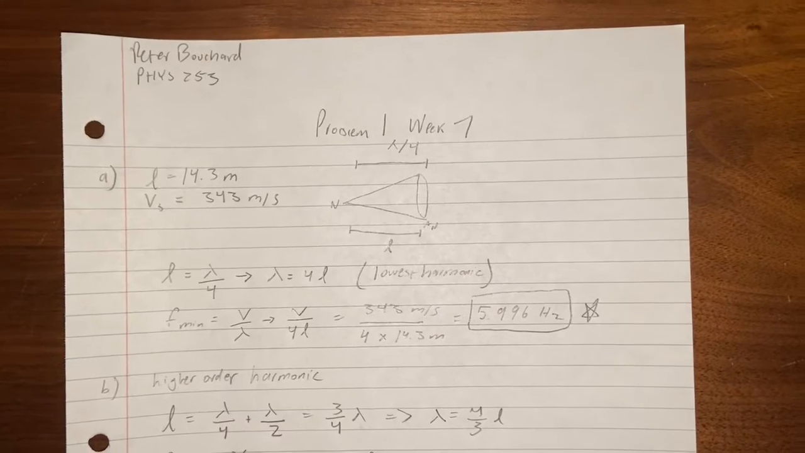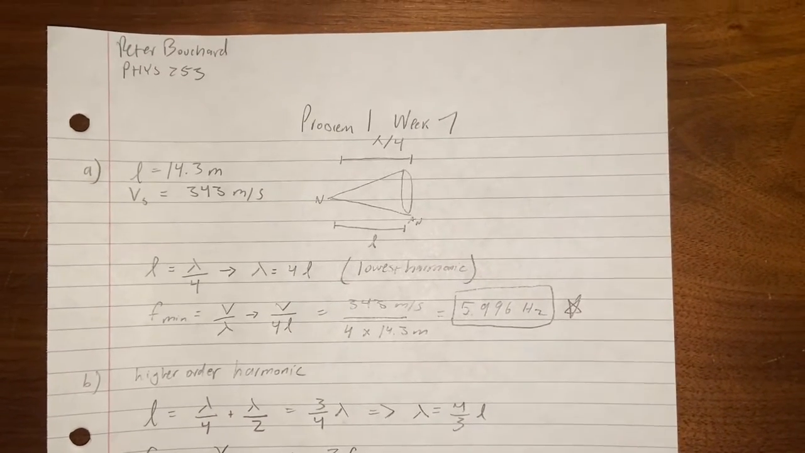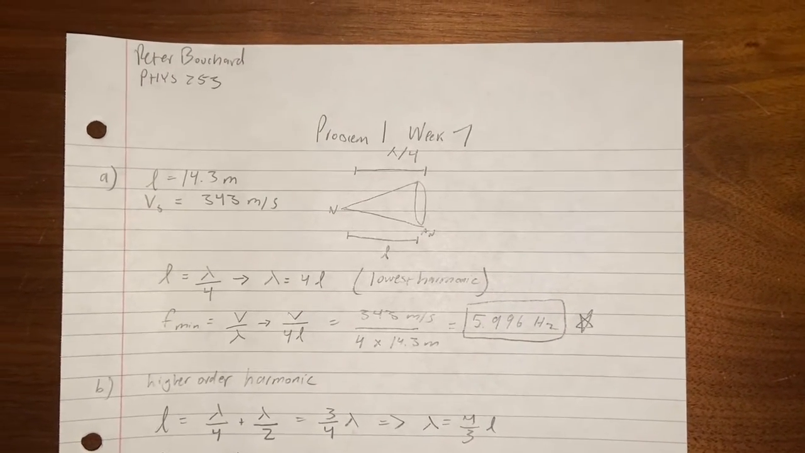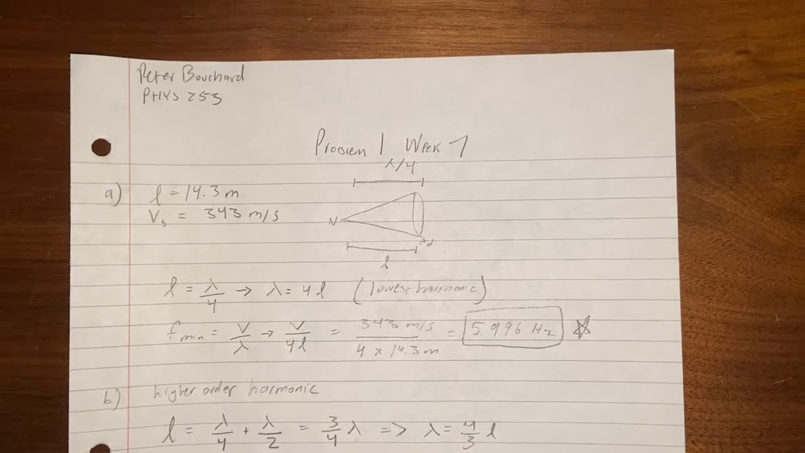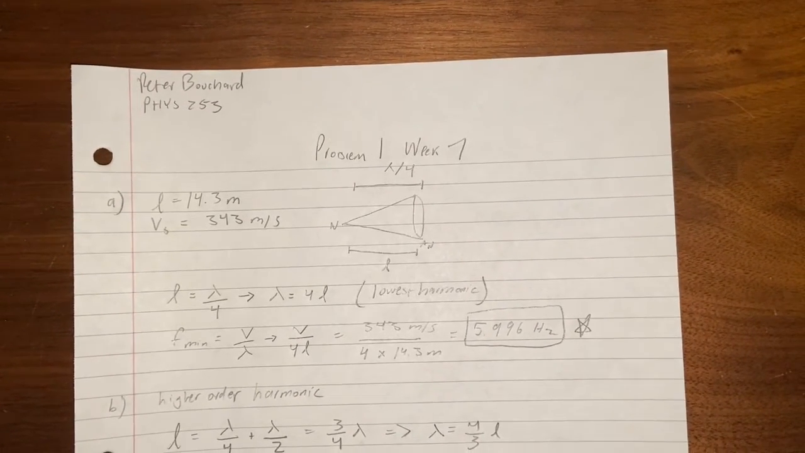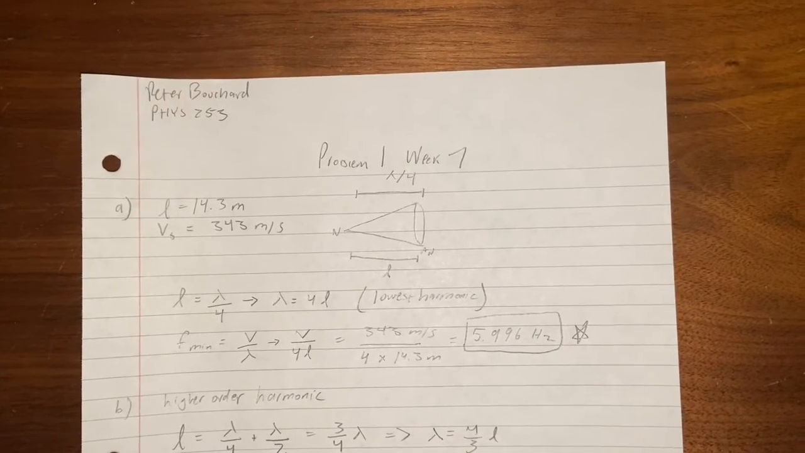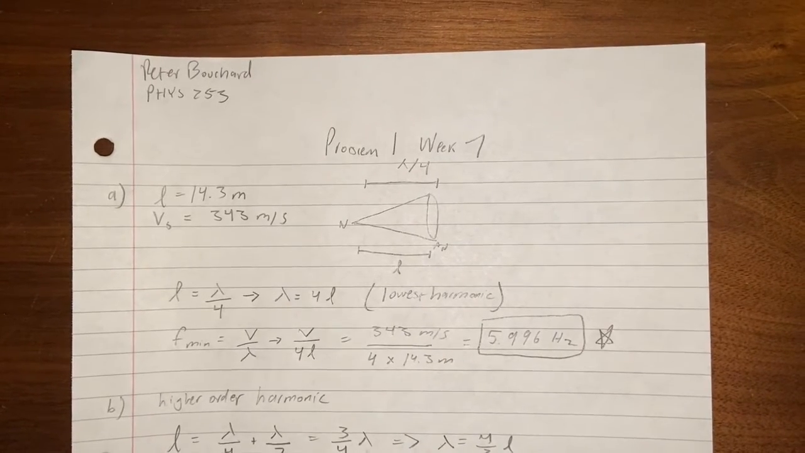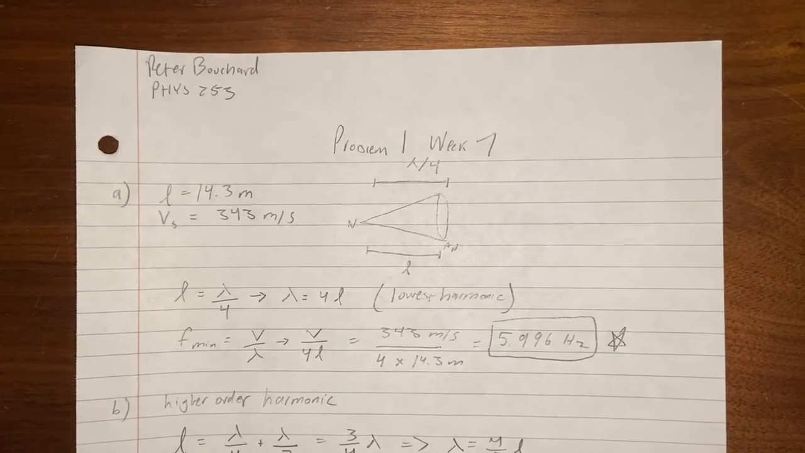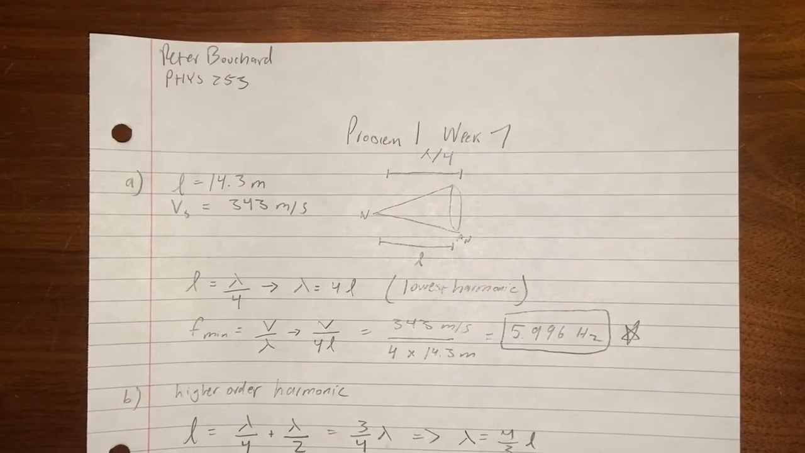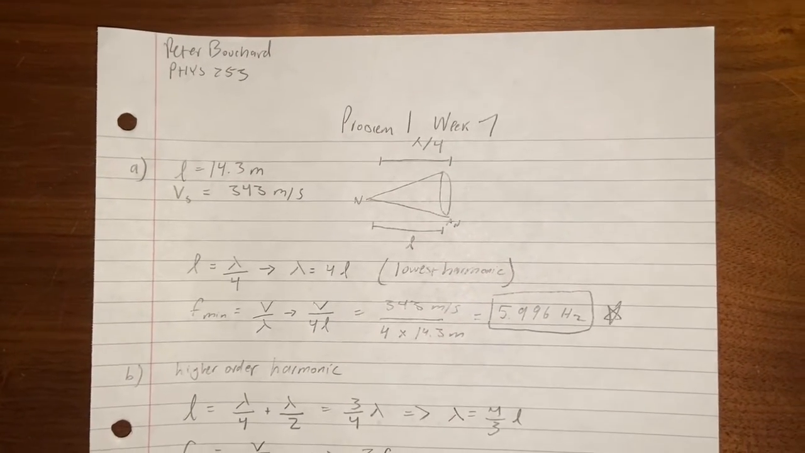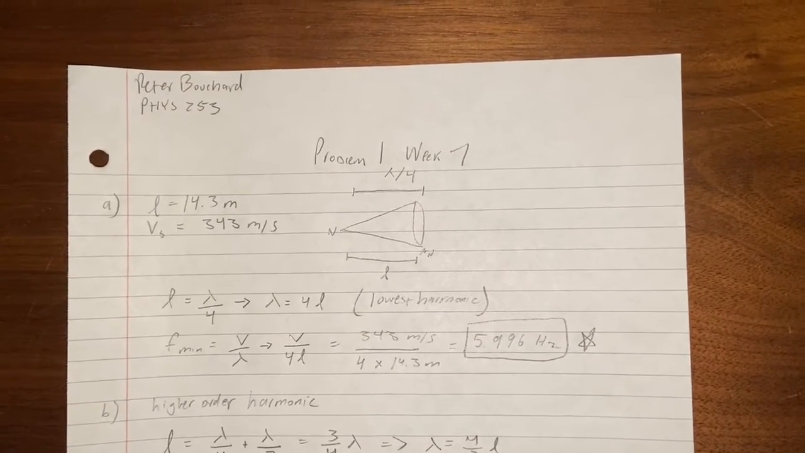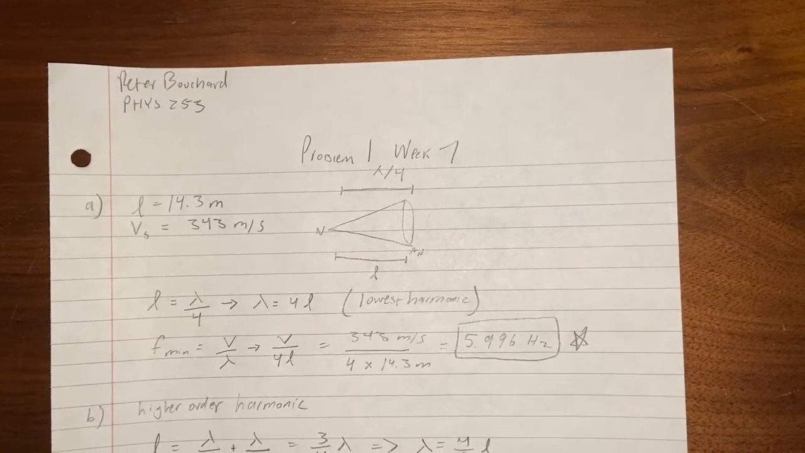Before we start off, we can look at the known variables. The length of the hallway with the subwoofer is 14.3 meters. The speed of sound in air is 343 meters per second. I quickly drew a depiction of this scenario, with the node on the left side and the antinode on the right side. That distance L is equal to the wavelength over 4, and we're going to eventually use that to help us find our frequency.